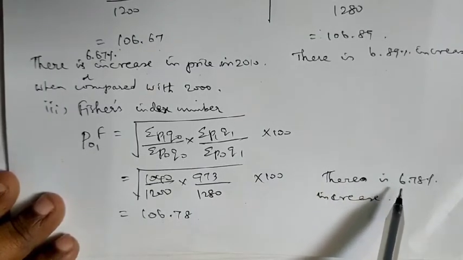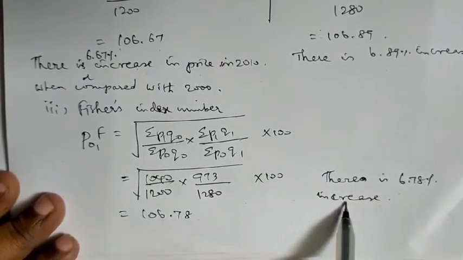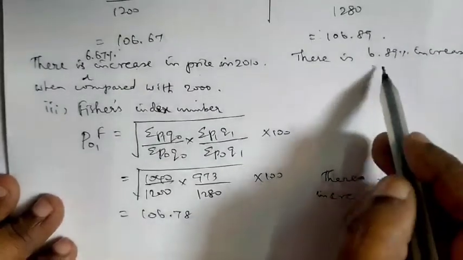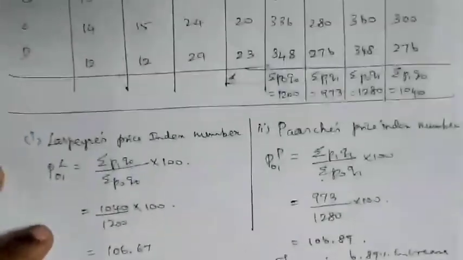There is a 6.78% increase in the year 2010 when compared to the year 2000. Okay, this is the way to give. You must give a sentence like this for this problem. Do you understand, children? Yes.